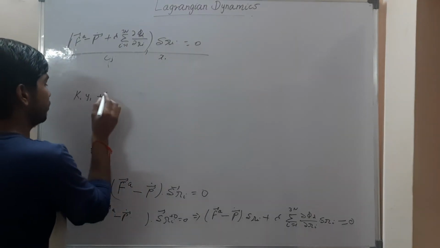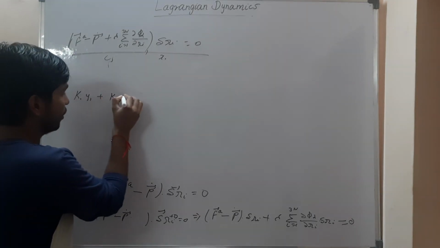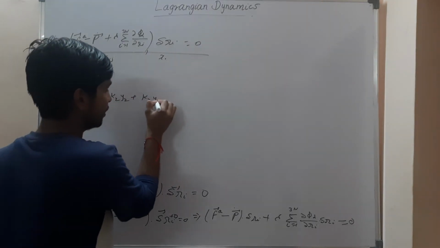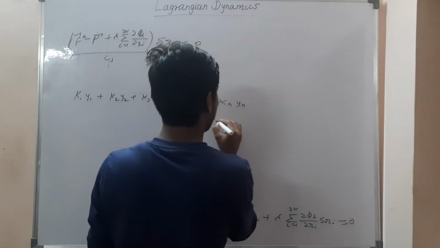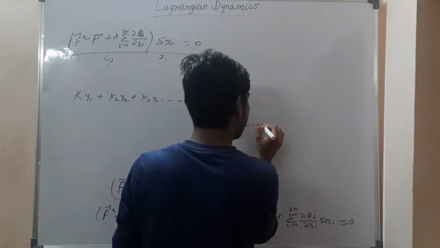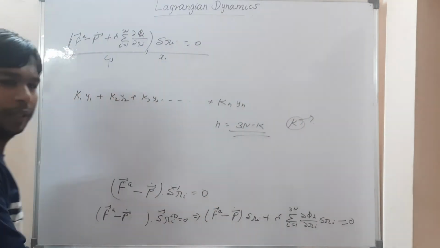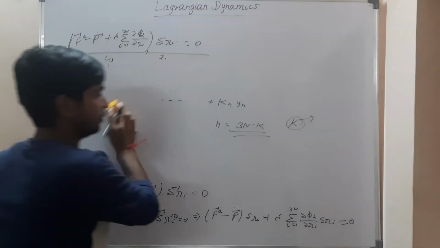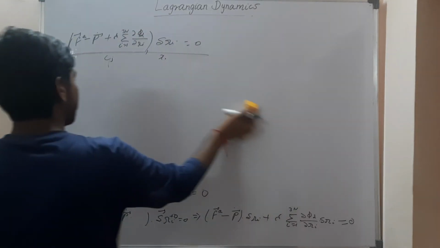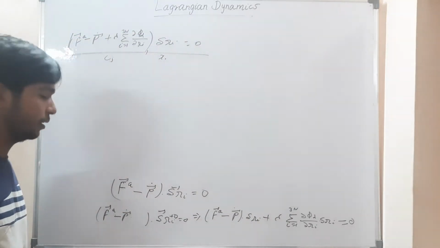Why did I change? Let me take another, since both are different. Let us consider k2 y2, k3 y3, and we will get till kn yn. And here n is what? 3n minus k, meaning the k terms which are dependent automatically get vanished. So using this method, what did we do? We got a simple equation, and from there we automatically removed the dependent coordinates.